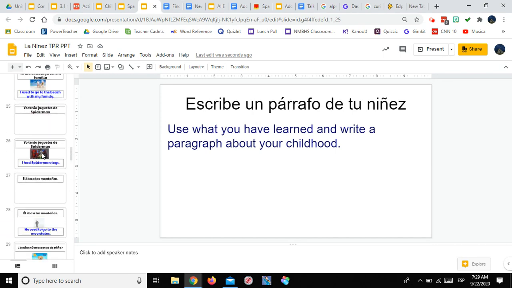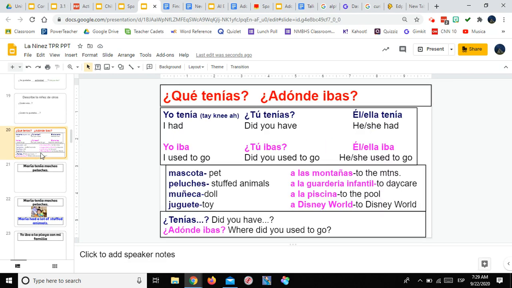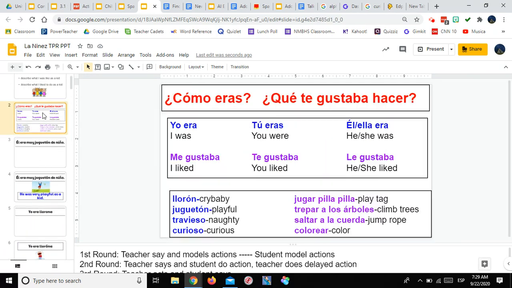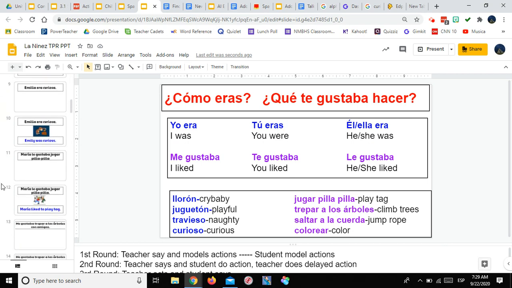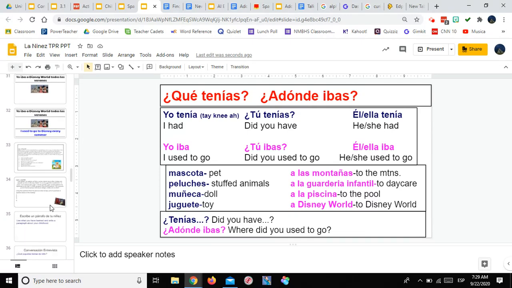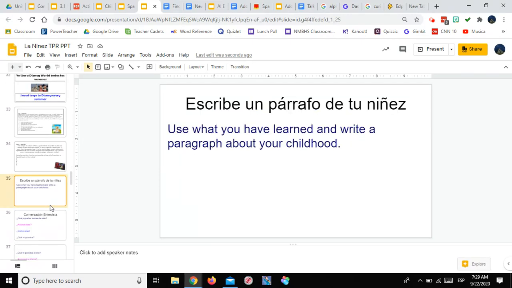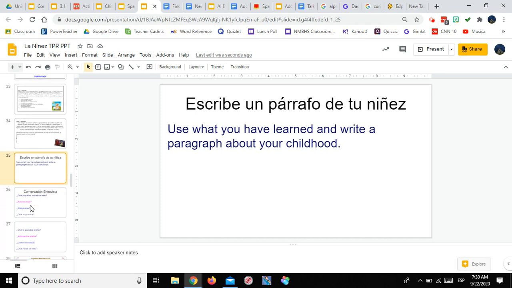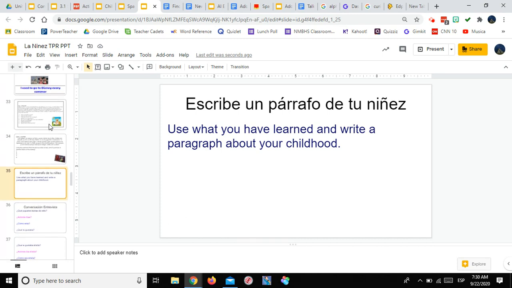So using this slide here and using this slide up here that we practiced telling what you were like and what you like to do, and then also what you used to have and where you used to go, I'd like you to write a little paragraph telling me those things. What were you like as a kid? What were you not like? Where'd you used to go? Where'd you not used to go? What did you used to have? What are things that you didn't have that you wish you had? Okay. And that's it. So those are the 3 activities.